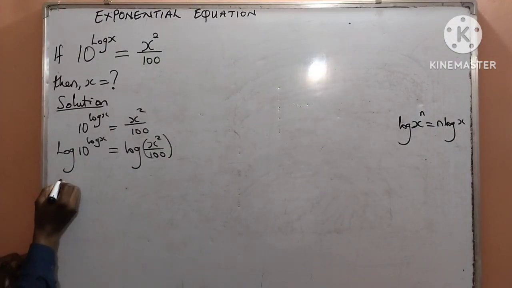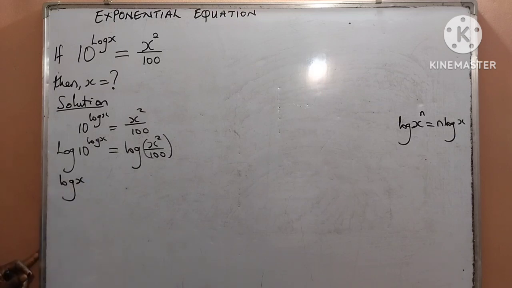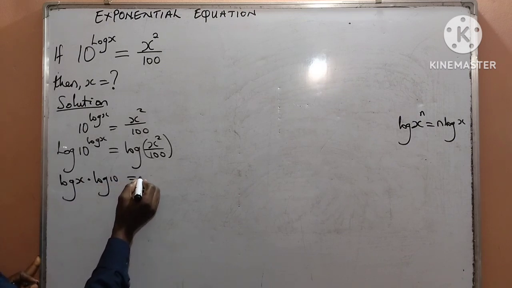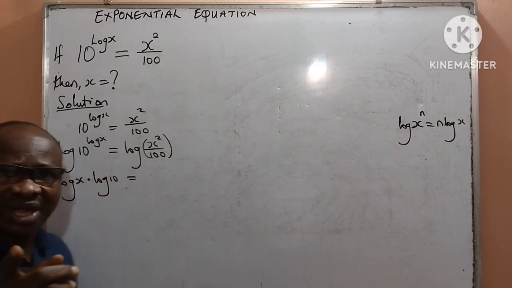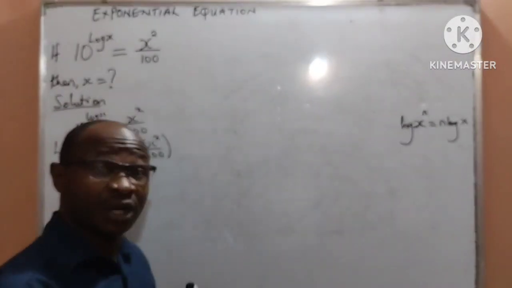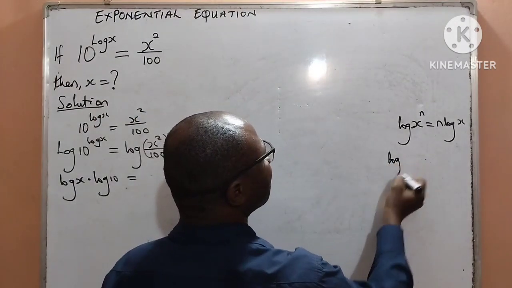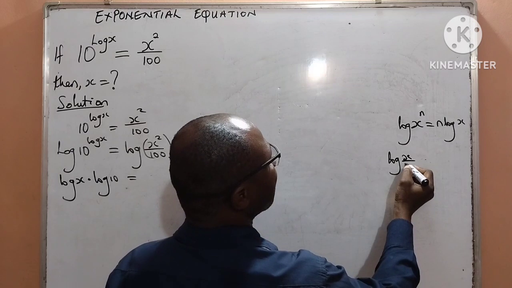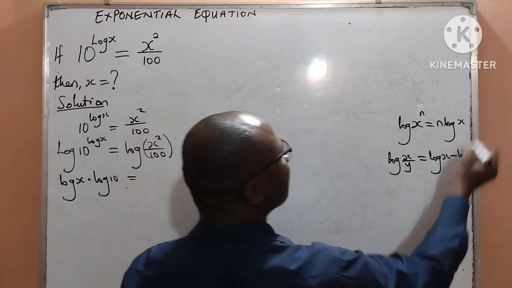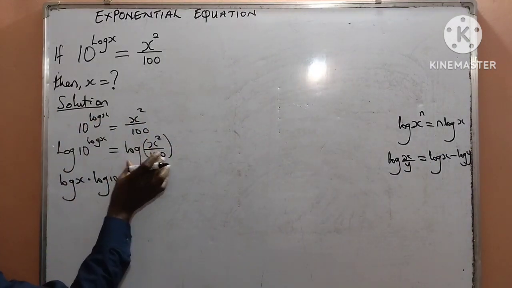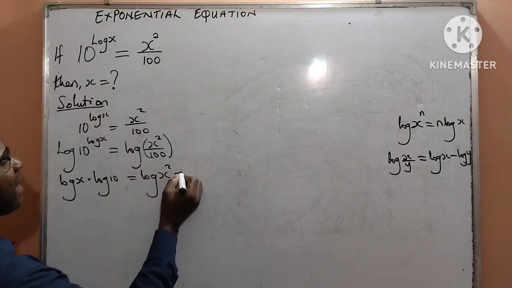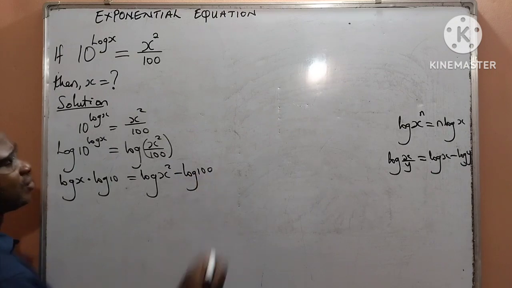So here now I will have the log of x, then multiplied by the logarithm of 10 equal to, by the right hand side, I want to right away apply a law in logarithms, which is the division law in logarithms. That says if I have the log of x divided by y, it is the same thing as the log of x minus the log of y. Therefore, by the right hand side, I will now have the log of x raised to the power 2 minus the logarithm of 100.